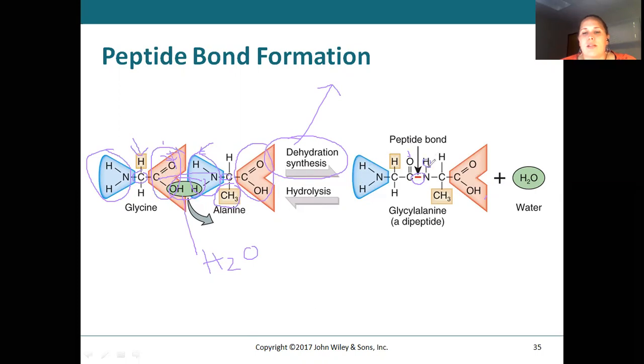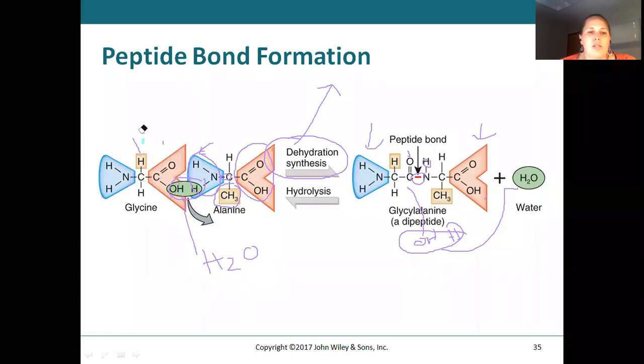You still have this H hanging out. But again, you've lost that OH from that carboxyl group and that hydrogen from that amino group. Again, that's given off as water. And then you have the peptide bond formation. Still have the amino group and carboxyl group intact on each side. So this is peptide bond formation and how you can just link together hundreds upon hundreds of amino acids.